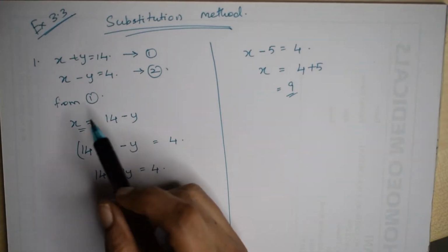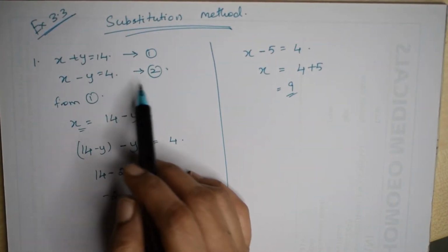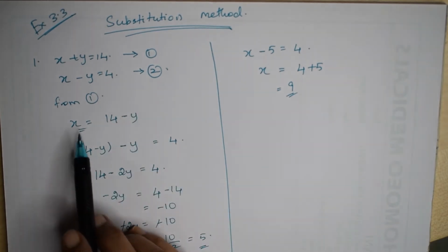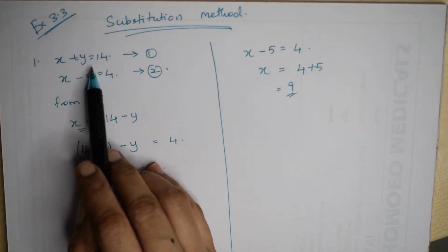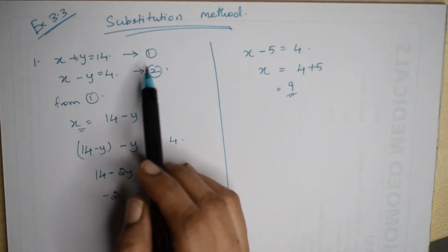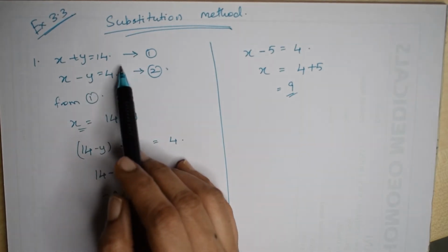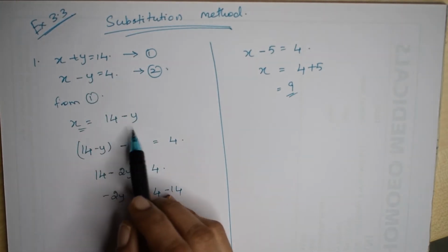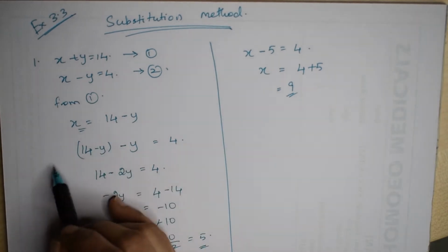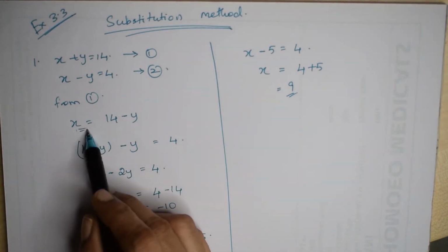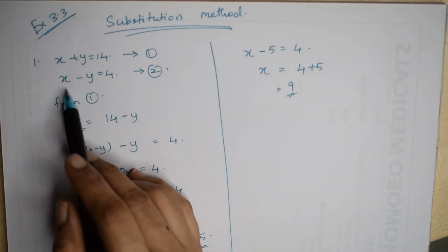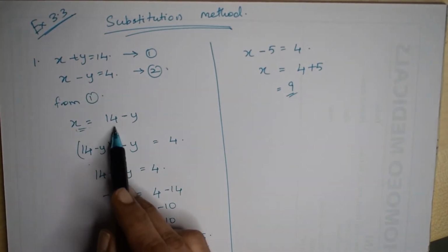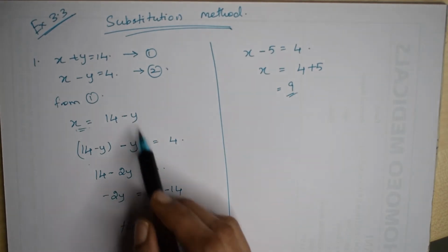And when we do the sum, I have marked the first and the second equation here. From the first equation, I have found the value of x to be 14 minus y. When I bring the y's value to the right hand side, it becomes a minus number, so it becomes 14 minus y. And I am substituting that value of x in the second equation.